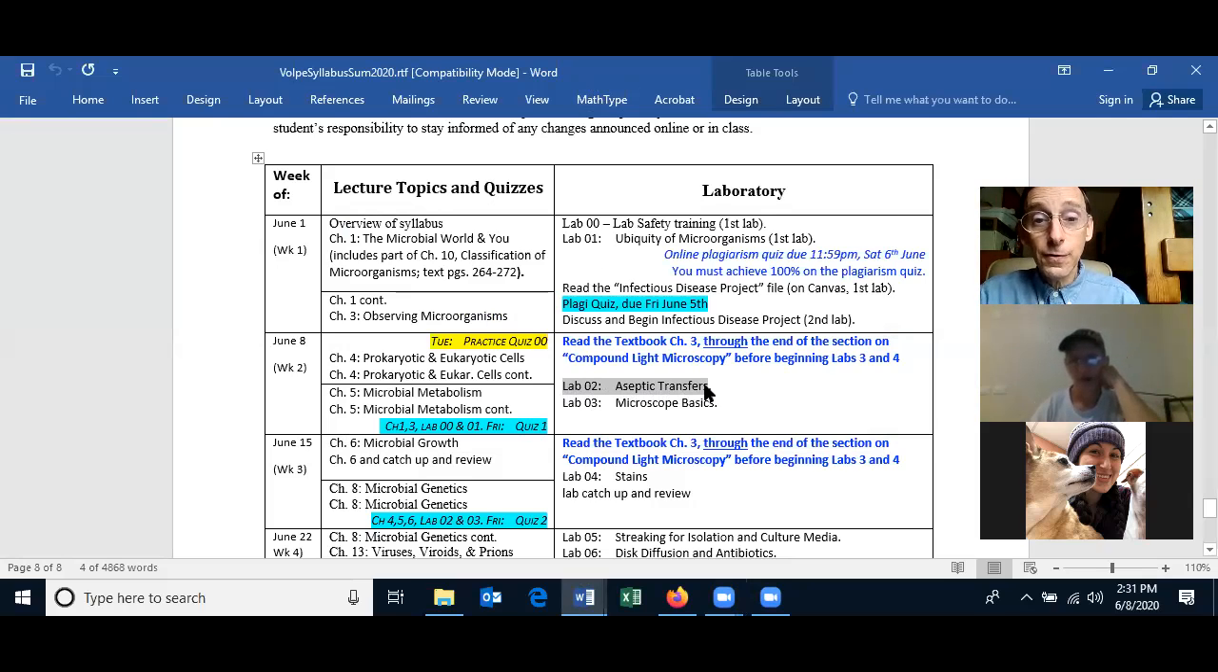Let me state that you will need to read the textbook in chapter 3 through the end of the section on compound light microscopy. So you need to read that before starting labs 3 and 4 next week. Wait a minute. You'll need to do that before Thursday because you're starting lab 3 on Thursday. All right, any questions about that?